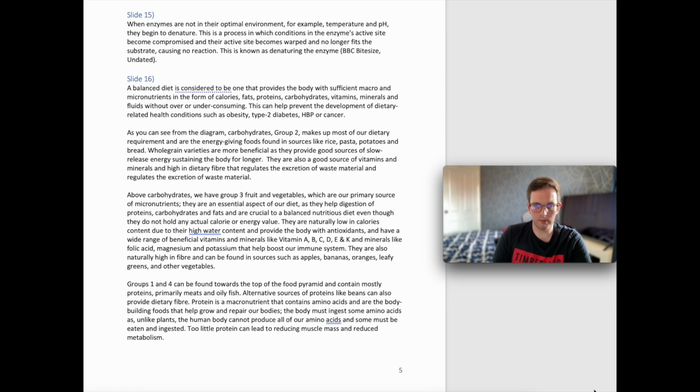and other vegetables. Group 1 and 4 can be found towards the top of the food pyramid and contain mostly proteins, primarily meat and oily fish. Alternative sources of proteins like beans can also provide dietary fibre.